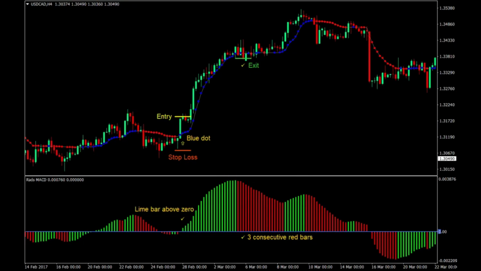Here's the breakdown. RADS bars: color changes show trend strength and momentum. Moving averages: confirm trend direction. Filter rules: avoid noise and false breakouts. You only take trades when RADS bars and trend direction line up. You don't guess. You follow confirmed signals.